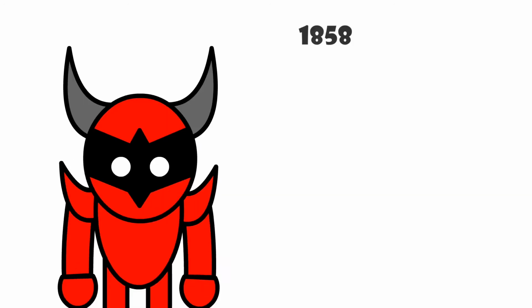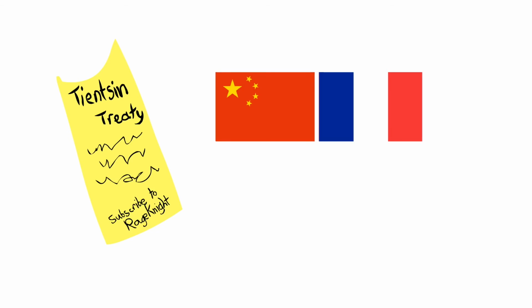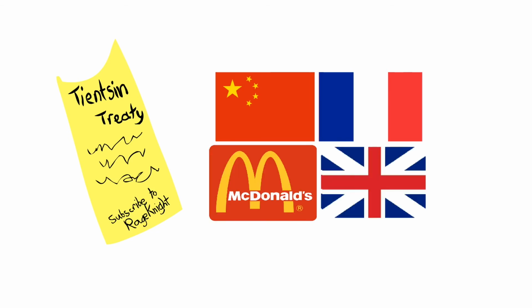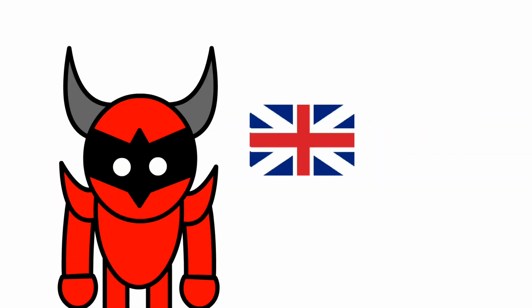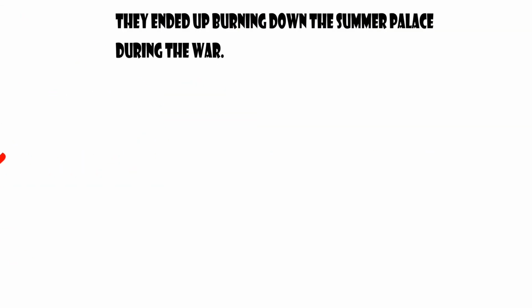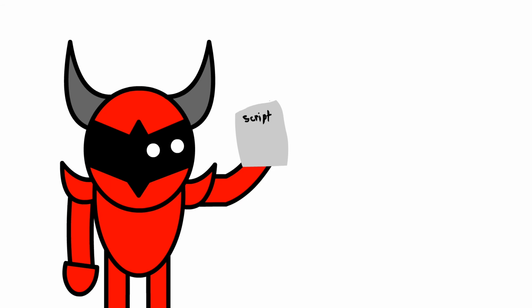Tientsin. Okay, I was right the first time. Later in 1858, the Tientsin treaties were signed by the Chinese, French, Americans, and the British. Again in 1860, there was a second Opium War because the British and French diplomats weren't allowed into Beijing. During the second Opium War, the Imperial Palace of Beijing was looted.